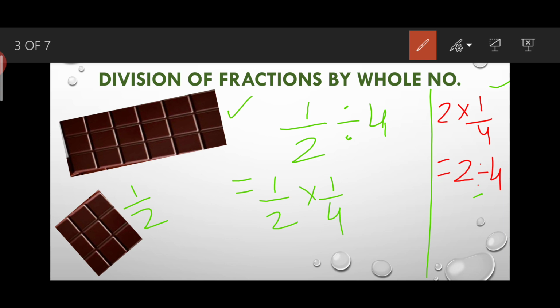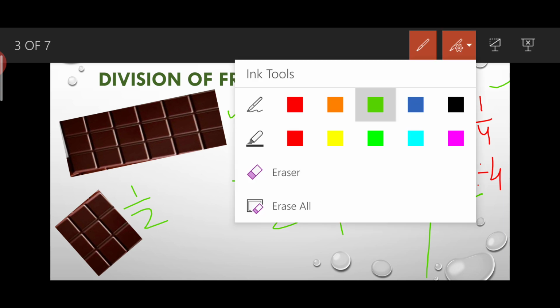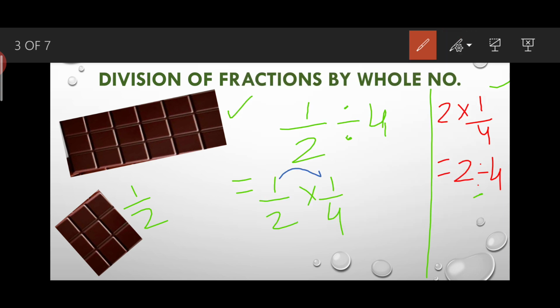Okay, so now as you can see, both of these are fractions, and we have learned in our previous class how to multiply two fractions. So you can easily multiply this, because you have to multiply the numerators together and the denominators together. So 1 into 1 divided by 2 into 4. What is the answer? 1 upon 8.